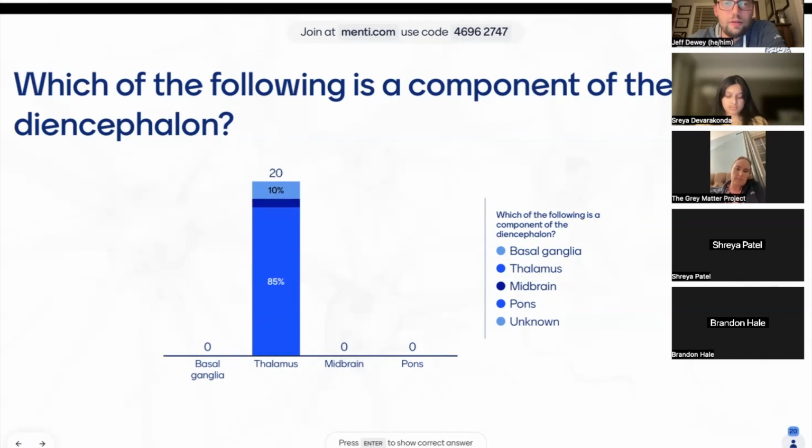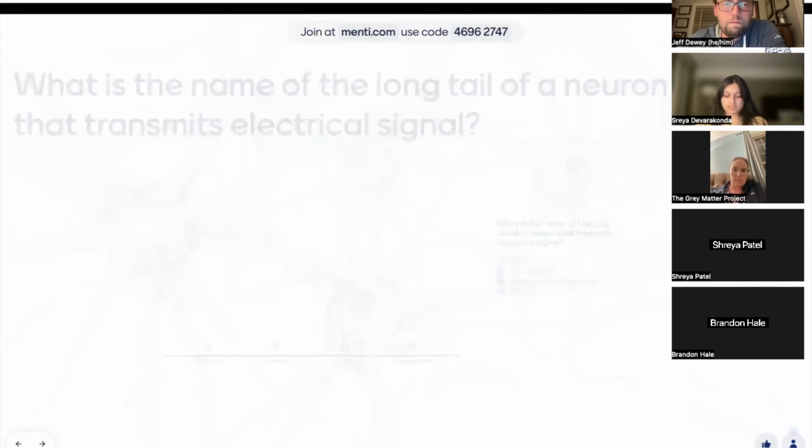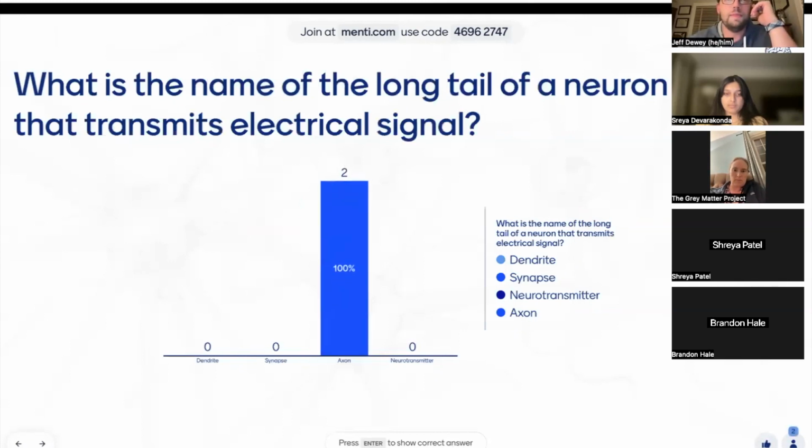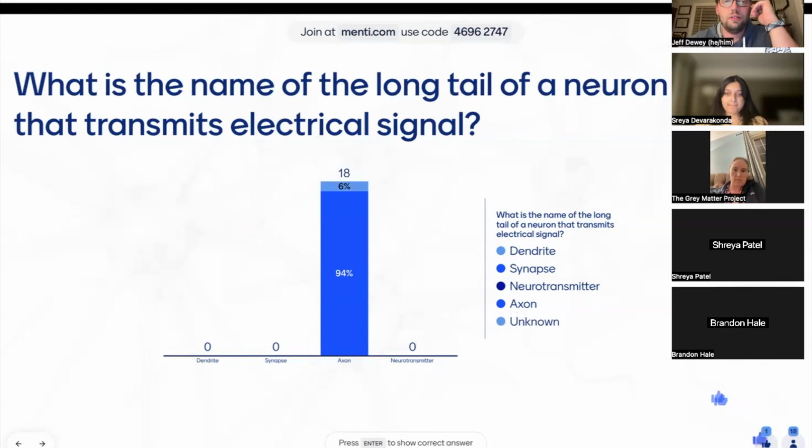Nice. Yep. Thalamus, hypothalamus, epithalamus. Good. What is the name of a long tail of a neuron that transmits electrical signal? I mean, I shouldn't be surprised. You all nailed this the first time around, but this is good. You're retaining things too. I like that.